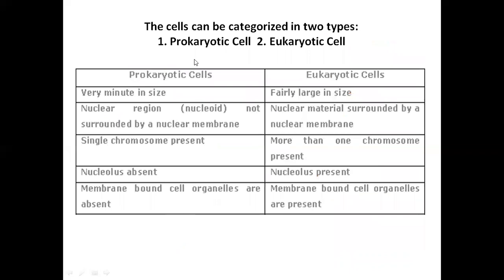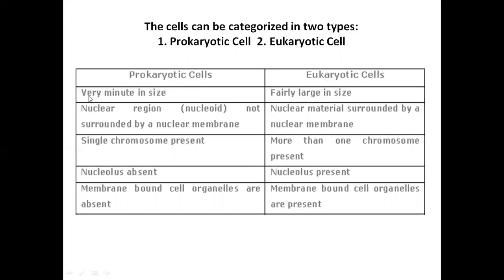Now, the cells can be categorized into two types. First one is prokaryotic cells and second one is eukaryotic cells. Kids, pro means primitive and karyos means nucleus. So those cells in which the nucleus is very primitive in nature are known as prokaryotic cells. Eu means developed and karyos means nucleus. So those cells in which the nucleus is developed are known as eukaryotic cells.